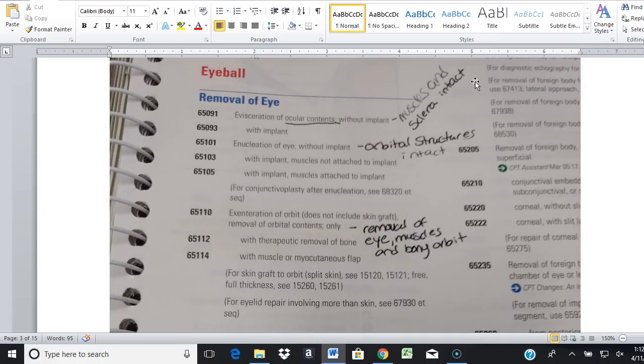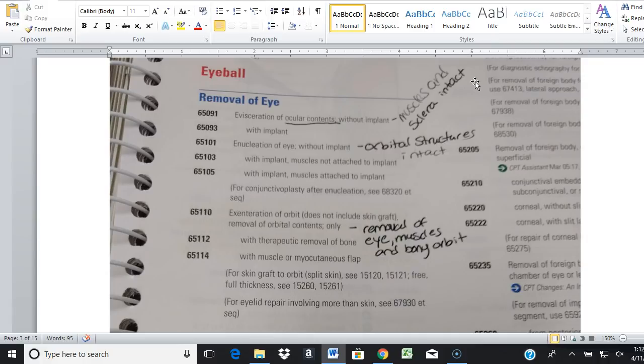And again, sometimes we leave some of the muscles intact, sometimes we don't, depending on how many muscles have been affected by the issue. Again, we can do muscles not attached to implant and muscles attached to implant. So we have a couple of different types of prosthetics we're going to talk about in just a minute. Then we get to the exenteration.